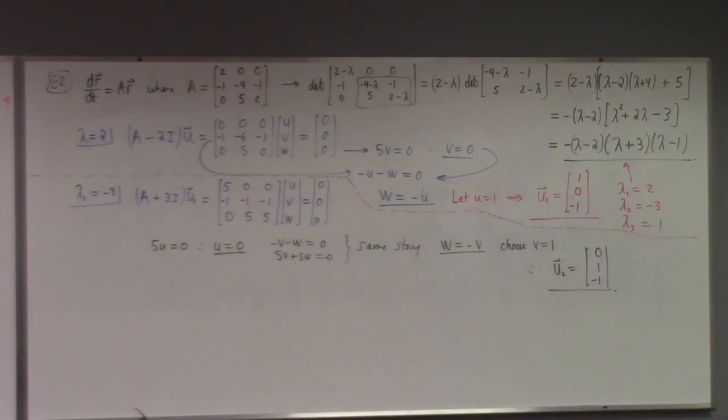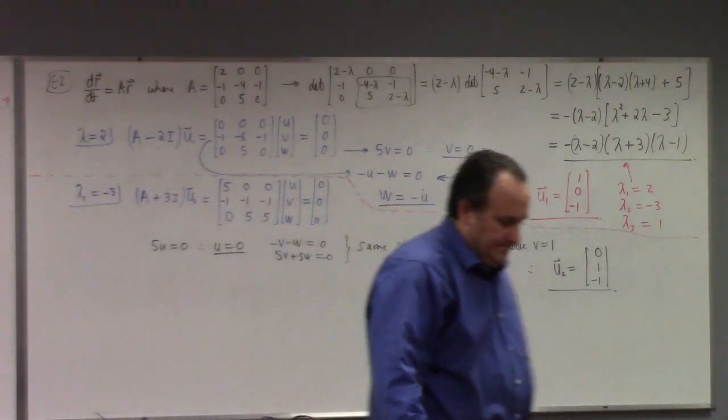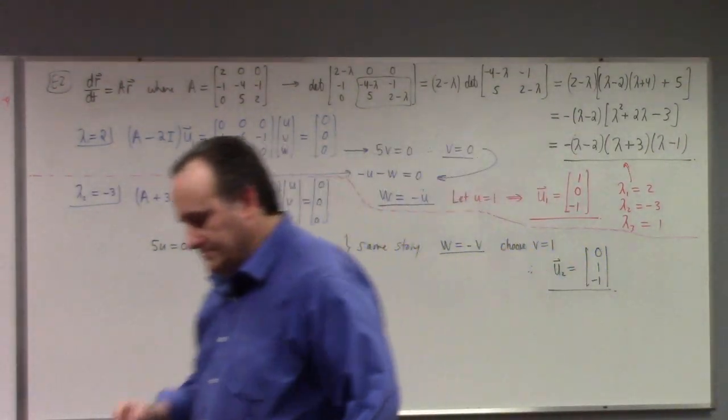Try out the third one. Try out the second one. What happens if you take A times u2? What do you get? Work it out while I'm erasing. If we did it right, we had better get minus 3 times the vector. Yeah. So I hope you can see that that is what happened. All right, one more eigenvector.